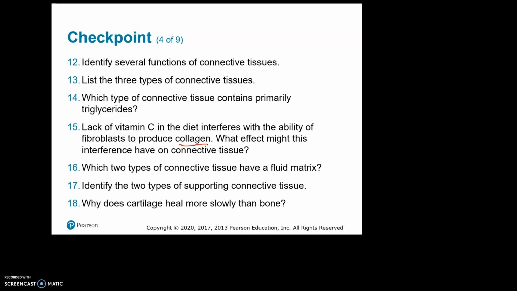if they were damaged. Which two types of connective tissue have a fluid matrix? That would be blood and lymph. The two types of supporting connective tissue are cartilage and bone. And why does cartilage heal more slowly than bone? Because it is avascular.